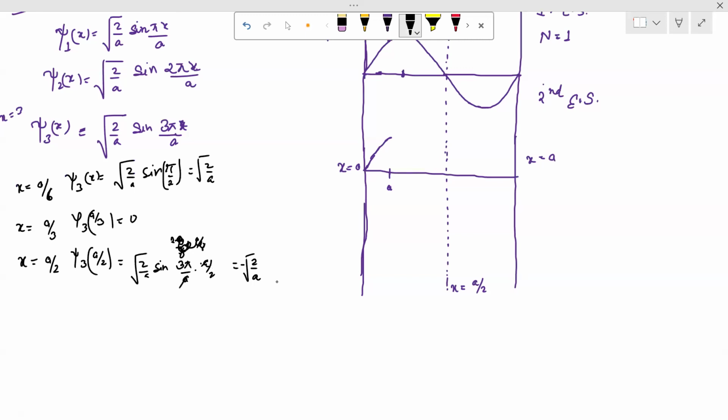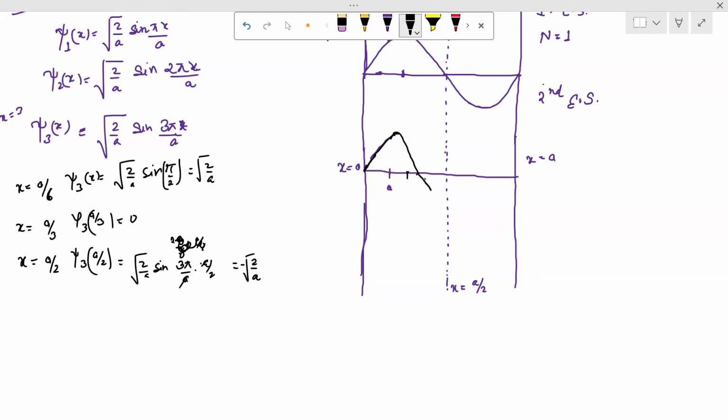Okay. So having said all these things, how will the graph look? It will peak at a by 6. Then a by 3 lies somewhere here, this is a by 4, I think. So basically now it will come down somewhere.